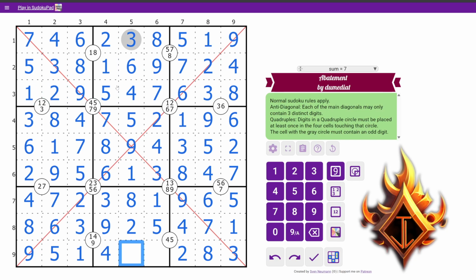Try yourself in the link below. Nice puzzle by dumediat called Abatement.